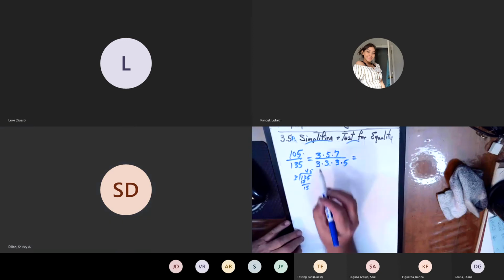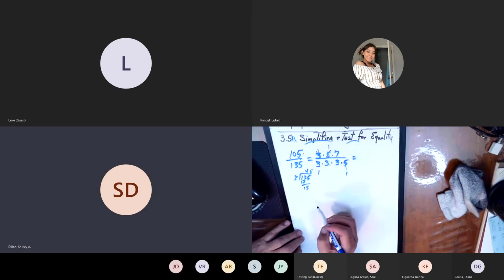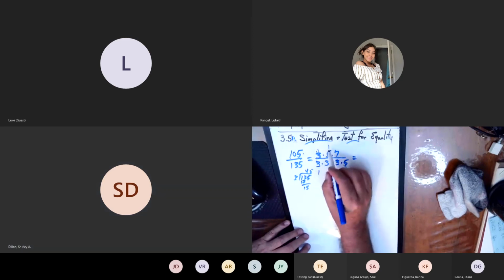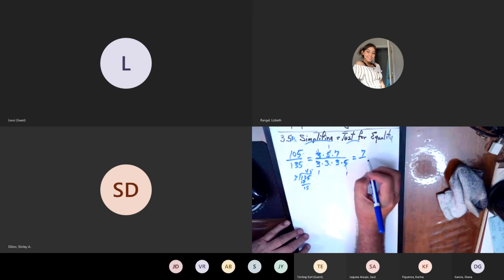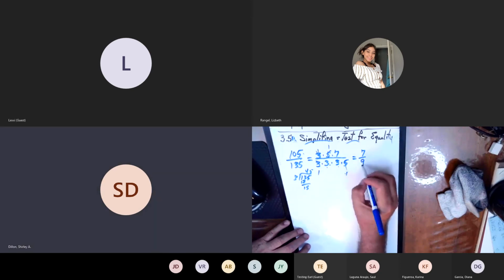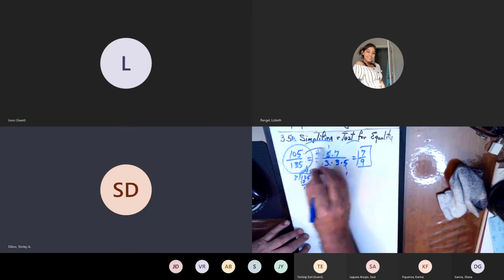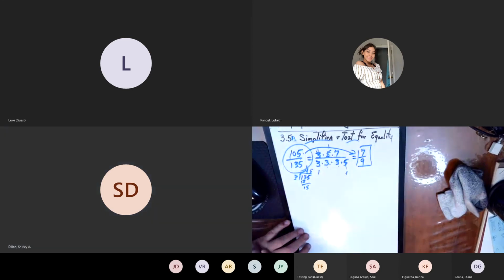What's going to reduce out? So it becomes simplest. These 3's are reducing out. These 5's are reducing out. So I'm left with 1 times 1 times 7, and 1 times 3 times 3 times 1. 3 times 3 is 9, 7 ninths. So 105 over 135 reduces to 7 ninths.